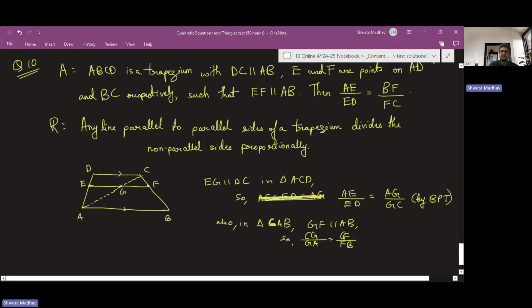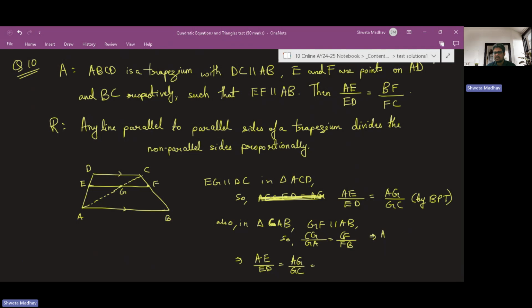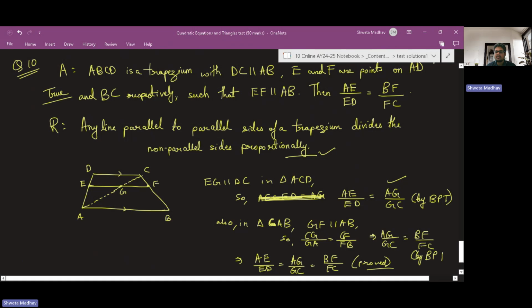So from here we can see that AE by ED is equal to AG by GC, and AG by GC is equal to BF by FC. So hence we can say that AE by ED is equal to BF by FC. So hence the assertion is true. And the reason is a line parallel to parallel sides of a trapezium divides the non-parallel sides proportionally. So this fact only we have proved here by using the basic proportionality theorem.